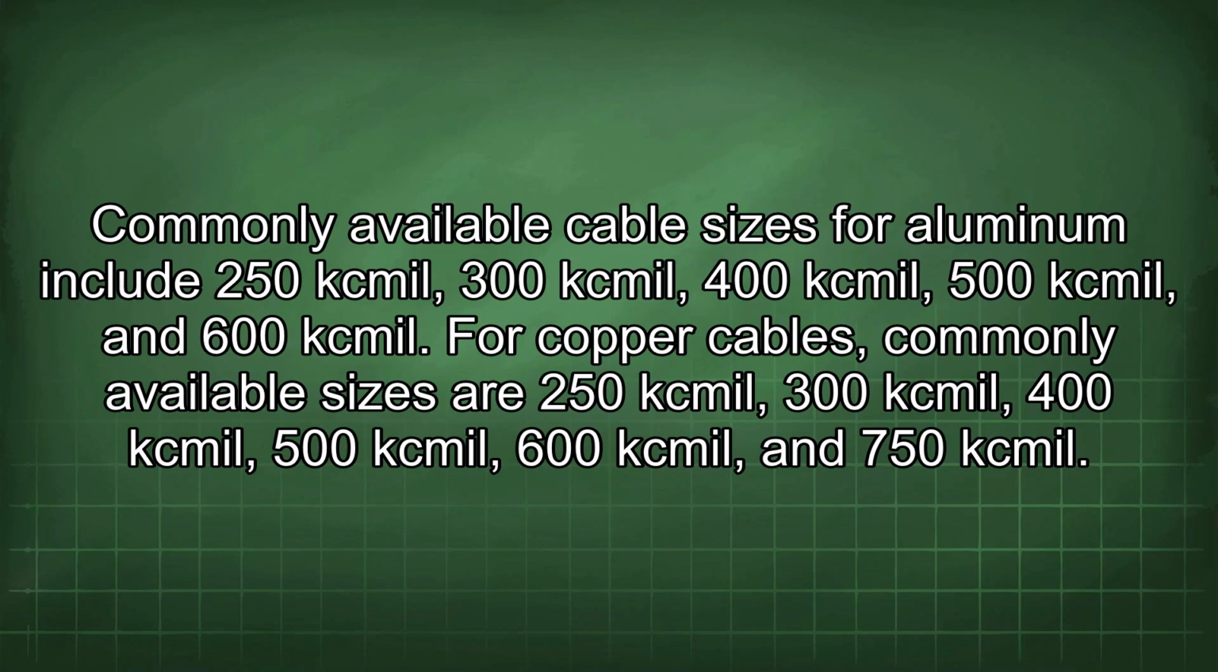Commonly available cable sizes for aluminum include 250 kcmil, 300 kcmil, 400 kcmil, 500 kcmil, and 600 kcmil. For copper cables, commonly available sizes are 250 kcmil, 300 kcmil, 400 kcmil, 500 kcmil, 600 kcmil, and 750 kcmil.